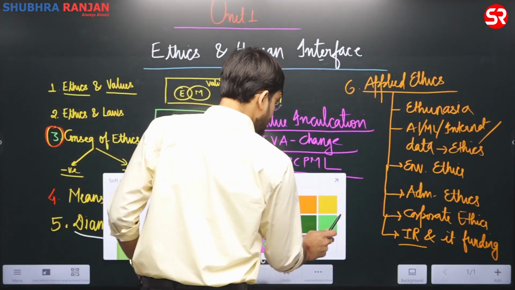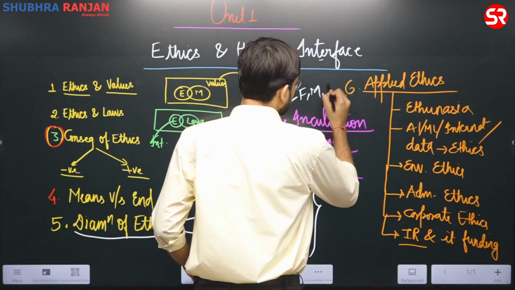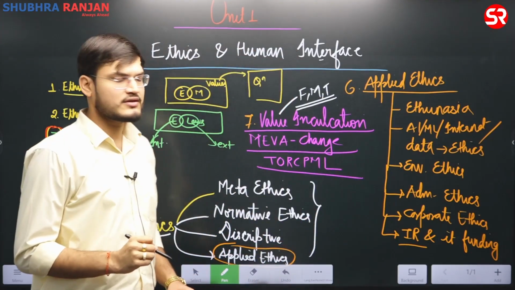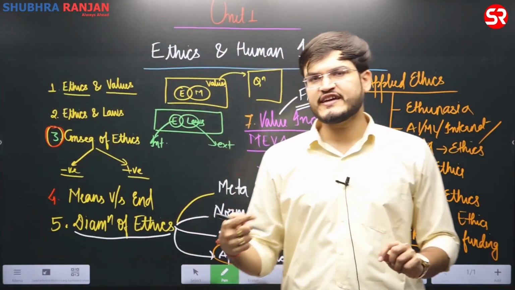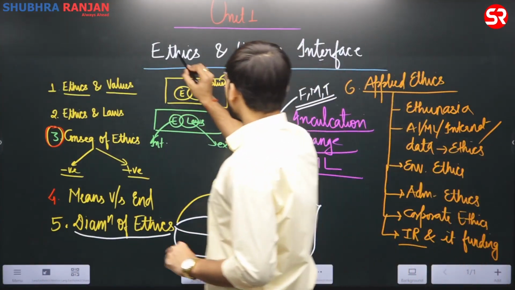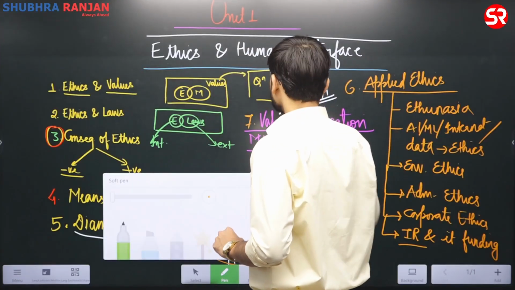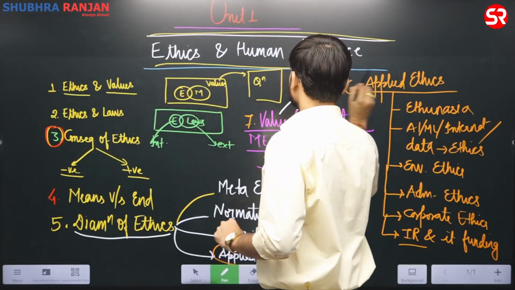Here they will ask about the role of father, mother, teacher or educational institution in good value inculcation. So what we have seen from unit number 1 is that all of these aspects will be asked.